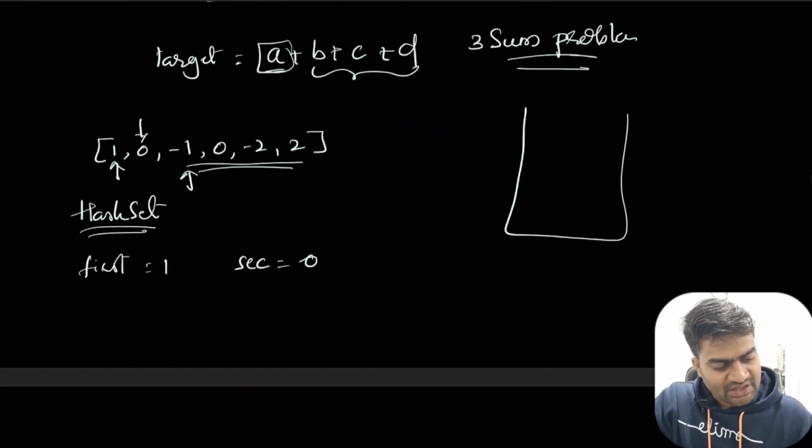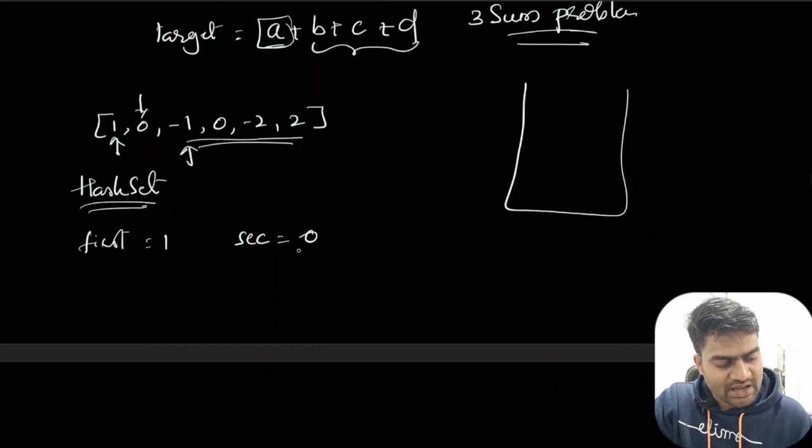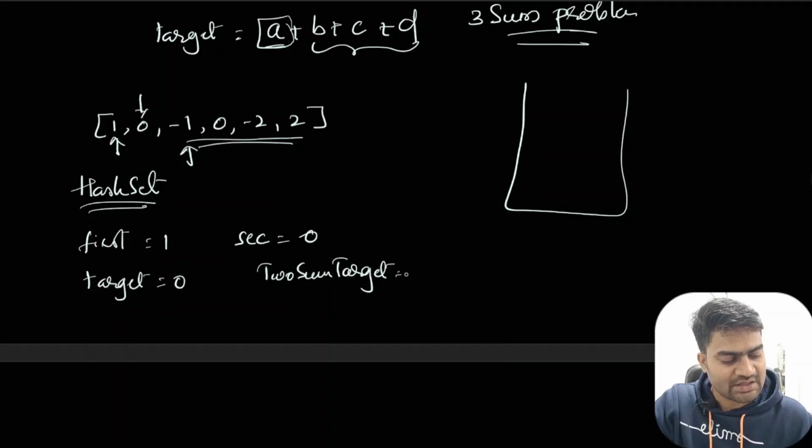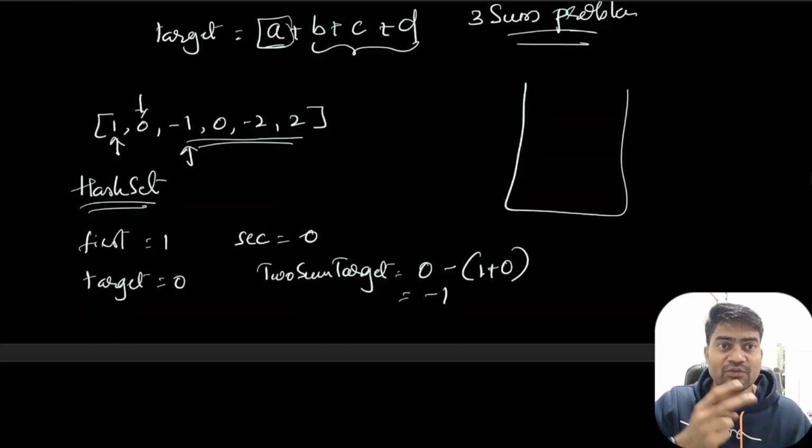So if my first number is 1 and second number is 0, then what is my total target? Total target is 0. Now the two sum target becomes the total target, which is 0, minus the first number, which is 1, minus the second number, which is 0. So my two sum target will be -1. So now if we find two numbers which sum up to -1, then we found the quadruplets, right? Those are the four numbers which contribute.